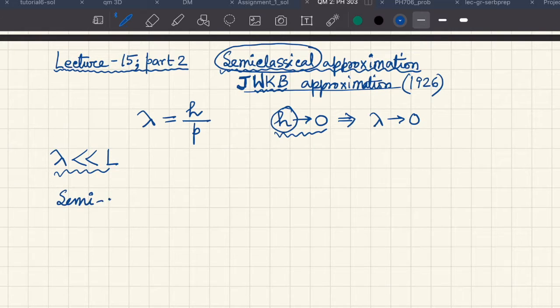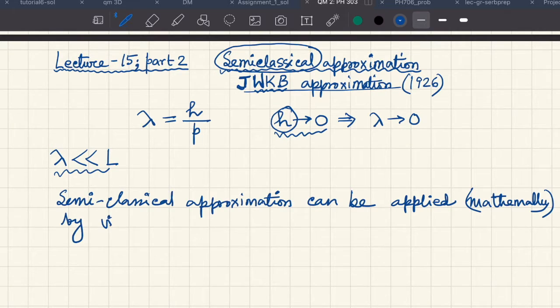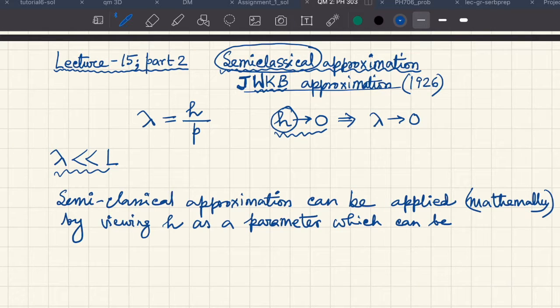So let me write this, that the semi-classical approximation can be applied or set up, and of course this is done mathematically by viewing the Planck constant as a parameter which can be as small as we want it to be.